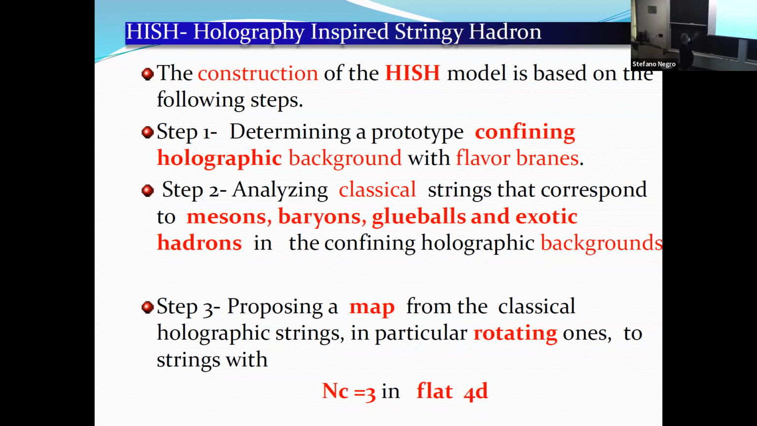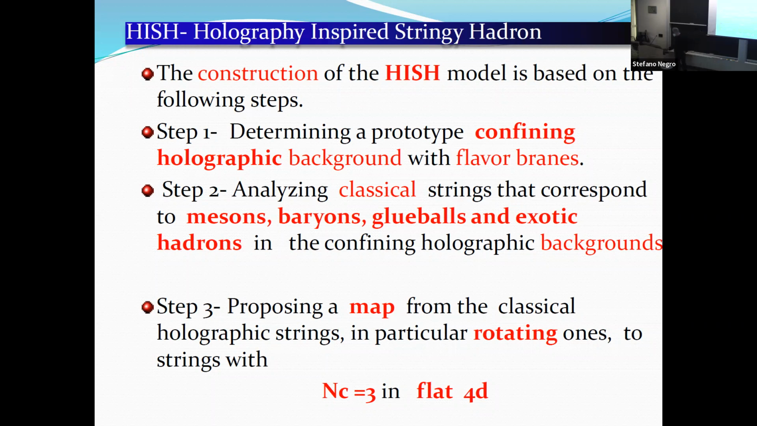Once we have them as classical solutions, we want to map them into solutions in flat 4 dimensions. This is all classical at this point. And in particular, if I want to get hadrons with angular momentum, I'll use rotating strings. And so this map is not something which I can derive. It's not a controlled approximation. It's just, if you want, a guess or inspiration that we get from holography.